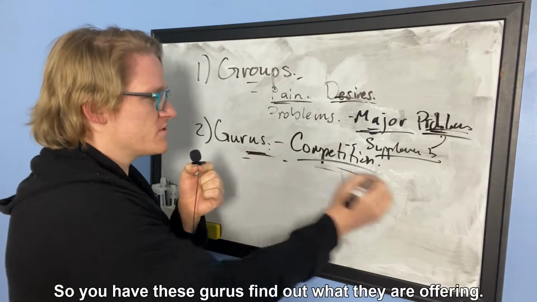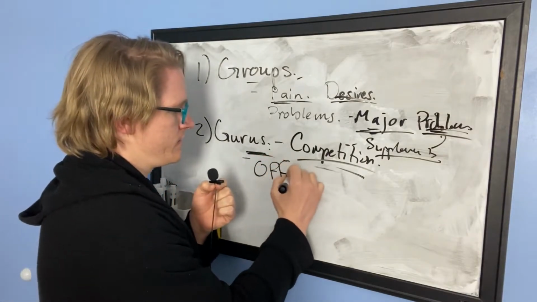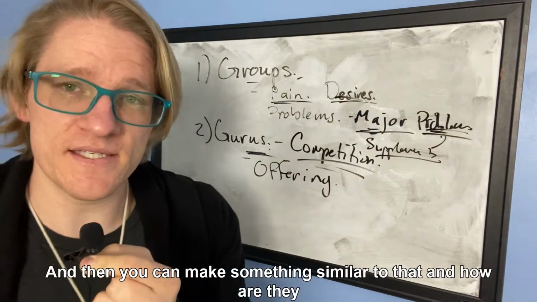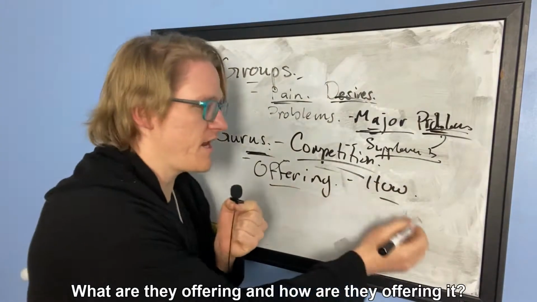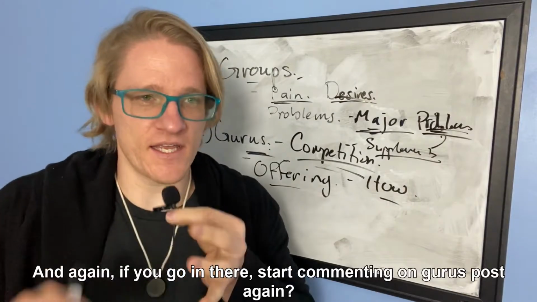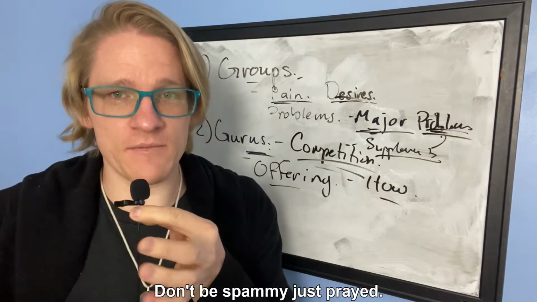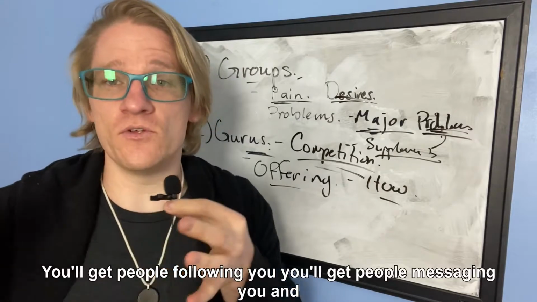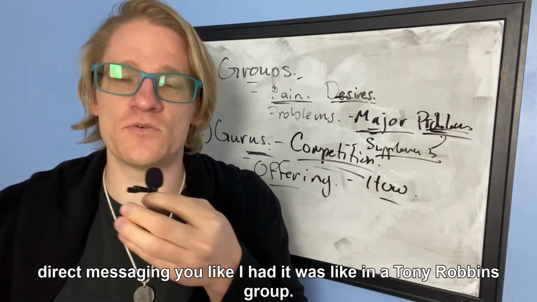Okay, so you have these gurus. Find out what they are offering, and then you can make something similar to that. What are they offering and how are they offering it? And again, if you go in there and start commenting on gurus' posts, don't be spammy, just provide a ton of value. You'll get people following you. You'll get people messaging you and direct messaging you.